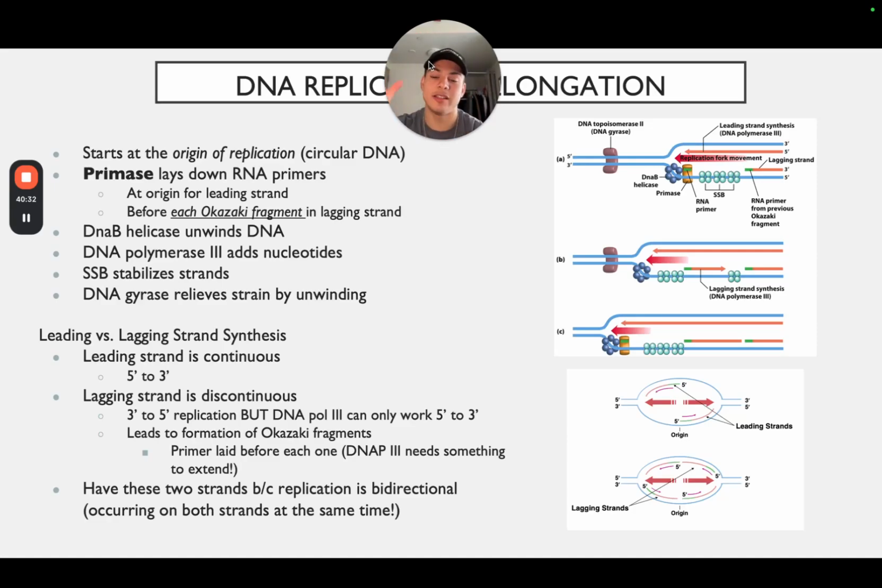DnaB helicase unwinds the DNA. Again, it proceeds ahead of everything, through the entire structure, and unwinds it. And then DNA polymerase 3 adds nucleotides.